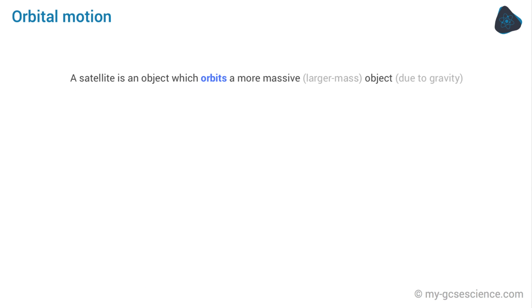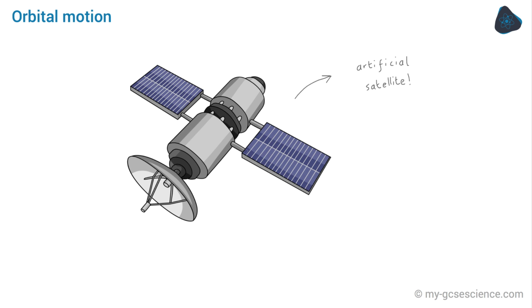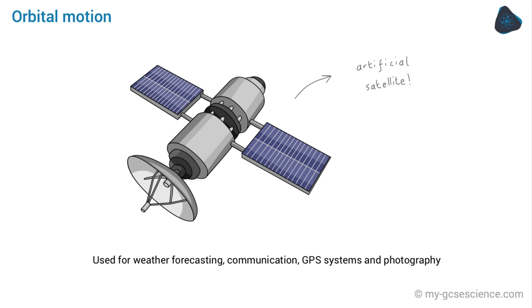Remember that a satellite is an object which orbits a more massive object. We've already looked at some natural satellites in this video. There are a couple of thousand artificial satellites in orbit around the Earth. These are used for things such as weather forecasting, communication, GPS systems and photography.